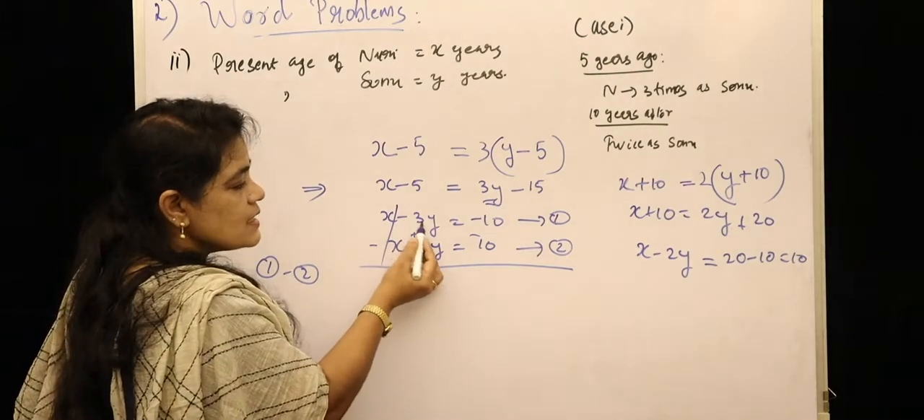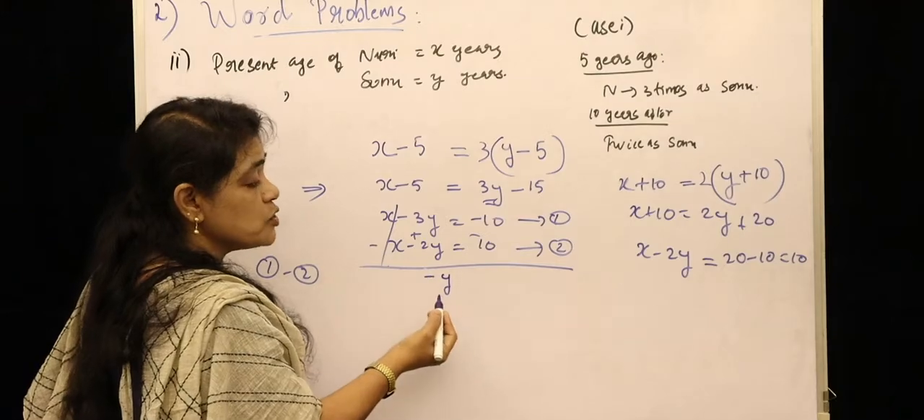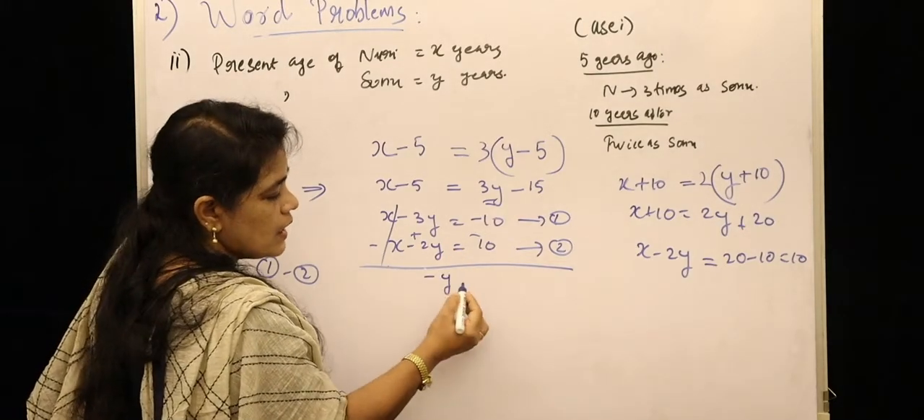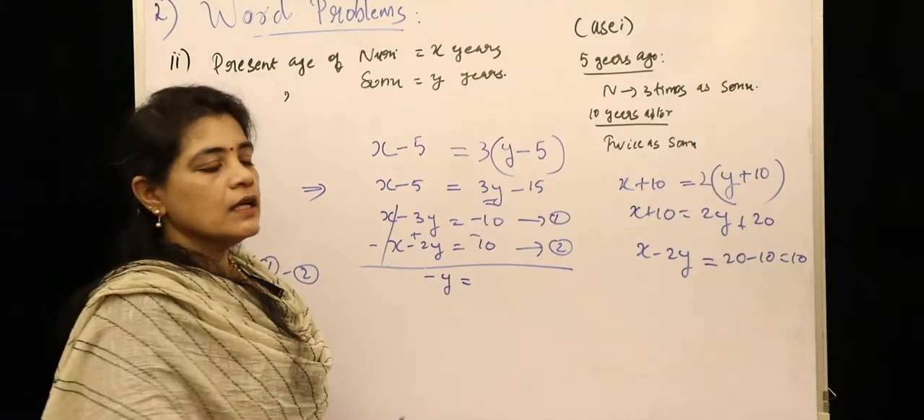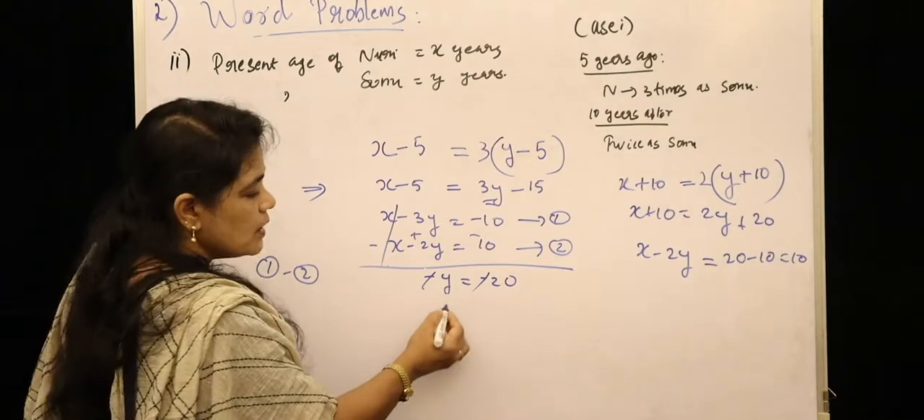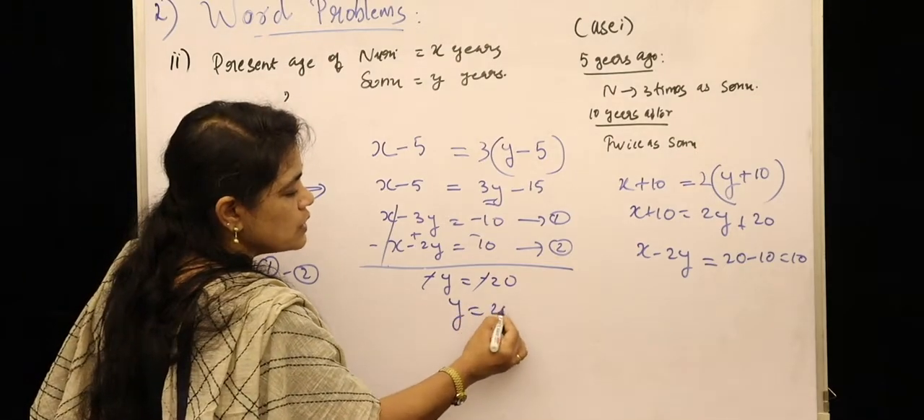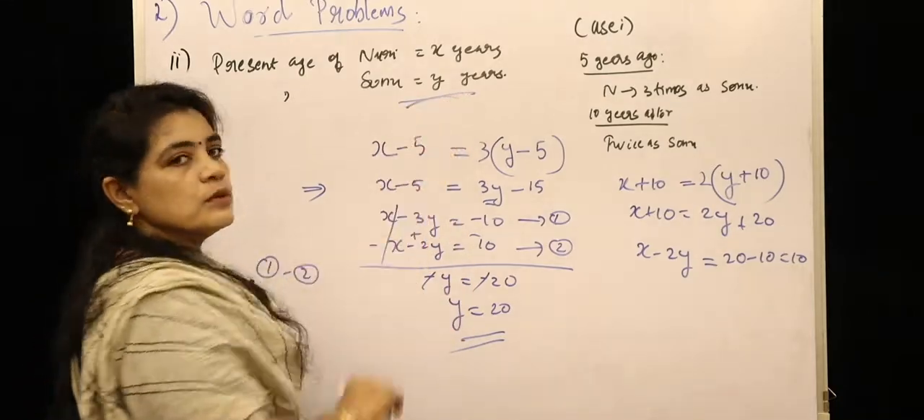So children, minus 3y plus 2y. So minus y, minus 3 plus 2, minus 1. So minus y. And minus 10 plus minus 10. Okay, that is minus 20. Minus sign gets cancelled. Implies y is equal to 20. That is the present age of Sonu. That is, we have taken y for Sonu.